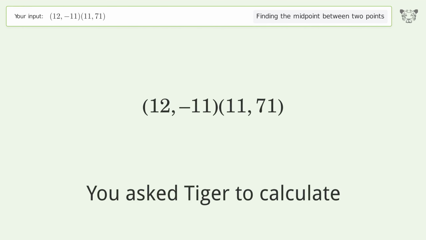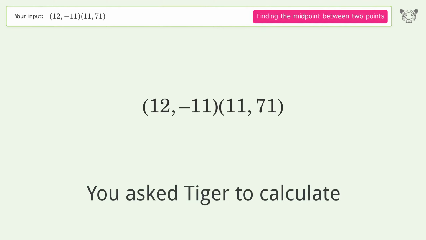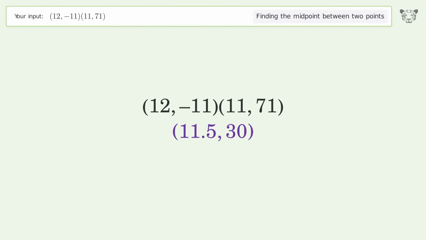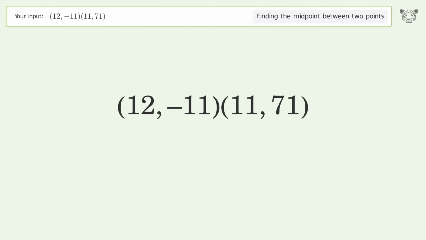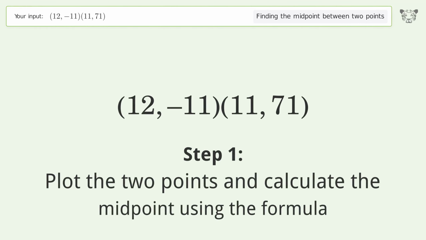You ask Tiger to calculate. This deals with finding the midpoint between 2 points. The midpoint between the 2 points is 11.5, 30. Let's solve it step by step. Plot the 2 points and calculate the midpoint using the formula.